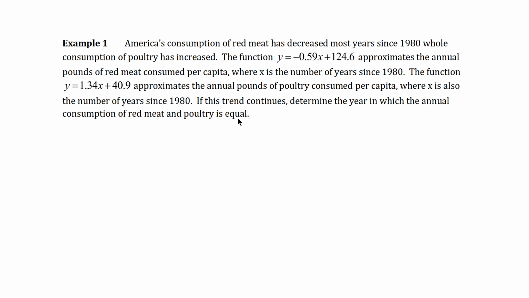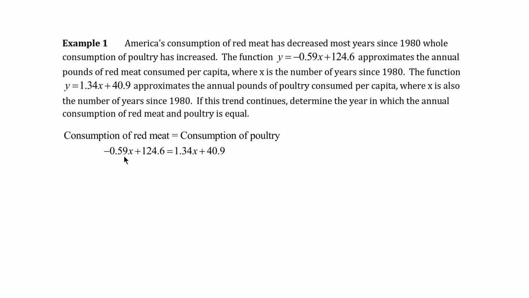To determine the year in which the annual consumption of red meat and poultry is equal, we just take the equation for the consumption of red meat and set it equal to the equation for the consumption of poultry. We get negative 0.59x plus 124.6 equals 1.34x plus 40.9. Next, we go ahead and simplify this equation. I'm going to get rid of the negative 0.59x by adding it to both sides of the equation. I'll also get rid of the 40.9 by subtracting 40.9 from both sides.